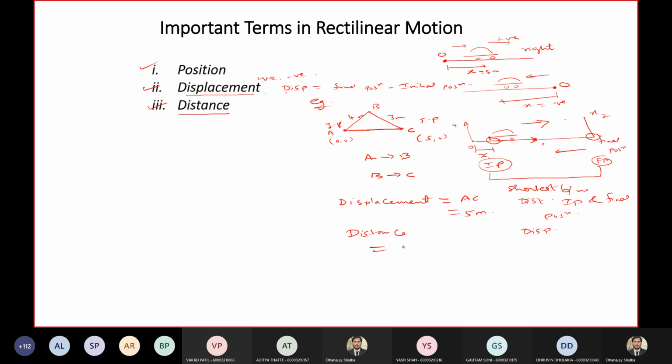Distance is the actual length covered by the particle. So first what is the particle doing? It is going A to B. How much distance is covered from A to B will come into picture. Then it is moving from B to C. How much distance is covered from B to C will also come into picture, and you will add this. So that will give you 4 plus 3, that will be 7 meter. That is what is called distance. Distance is a scalar quantity. So distance has nothing to do with direction. It will tell the total distance, the total length of the path covered. Are you getting it?